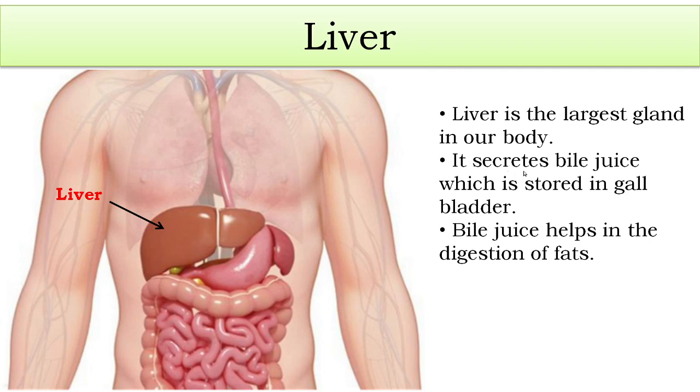Okay, so the liver secretes bile juice, right? And the bile juice is first stored in the gallbladder and then it is released into the small intestine. The bile juice which is secreted by the liver helps in the digestion of fats.